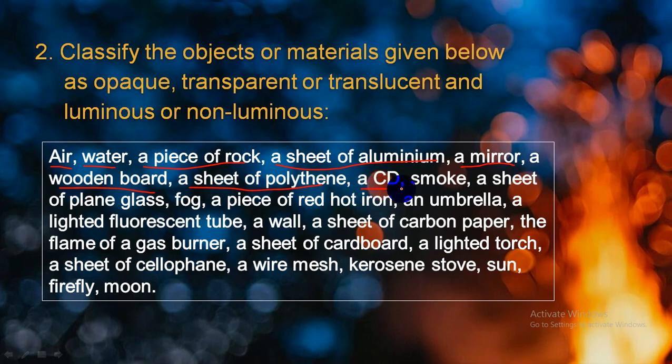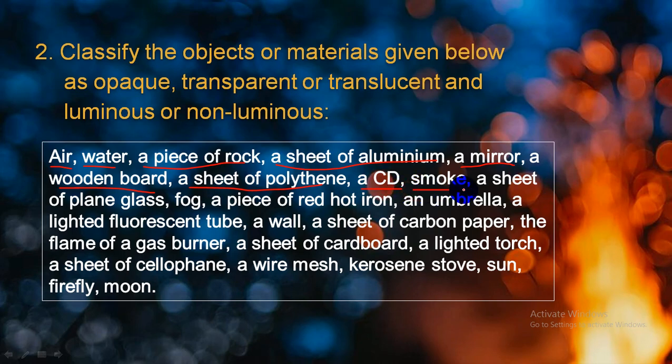A CD is a device which helps you to play different music or watch videos or movies. If you observe this CD, it has a beautiful reflection of 7 colors. And if you take a torch and try to pass light through this CD, the CD will not allow the light to pass through. Hence, it is an opaque object, and it does not emit light. Hence, it is non-luminous. So the answer should be opaque and non-luminous.